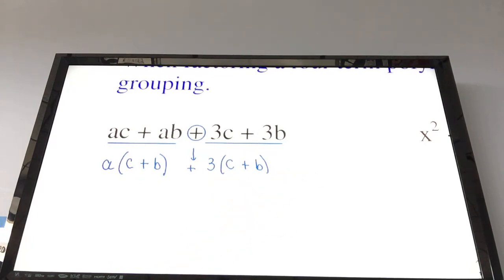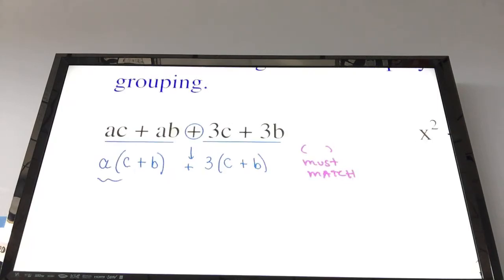Once I do this step, these parentheses must match. So C plus B and C plus B, these must match. If they don't match, you're doing something incorrectly because they have to be the same. So because I now have it down to 2 terms, I'm looking for what's common to the 2 terms that I have now. That common factor is a quantity or a group. It's what's in the parentheses.